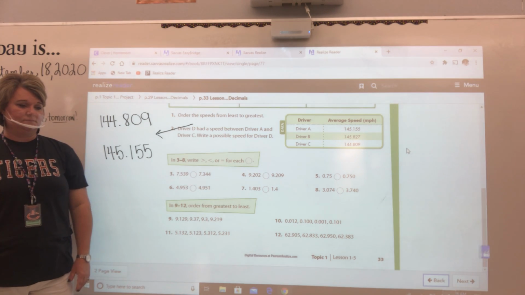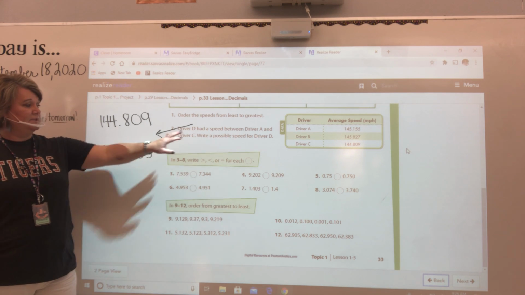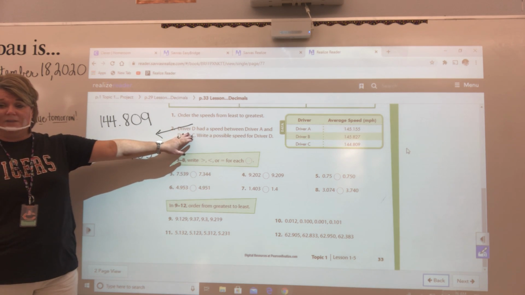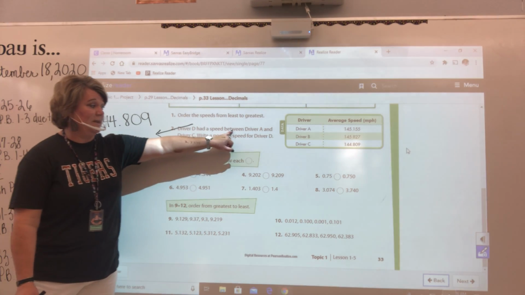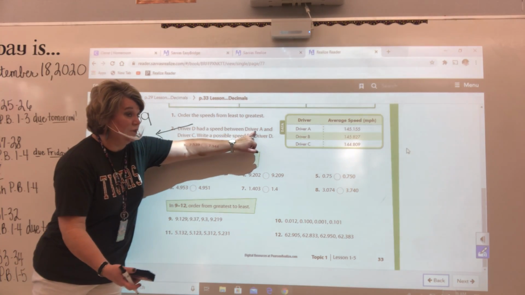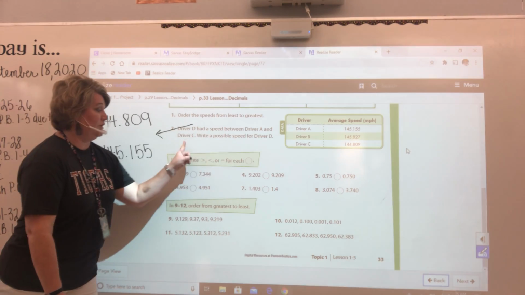Come on, get that written. So here we go. Eyes up here. Okay, you've had time to write it. What does this say? Driver D had a speed where? Between. Driver who? A. Wasn't this driver A? Yeah. And driver who? C.